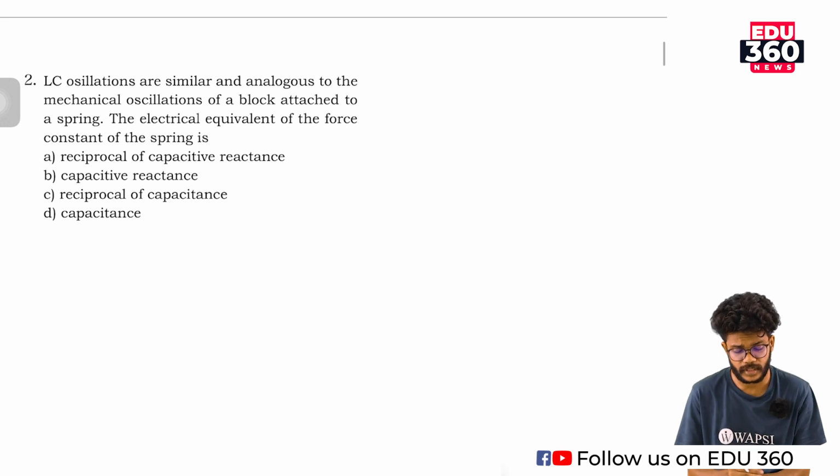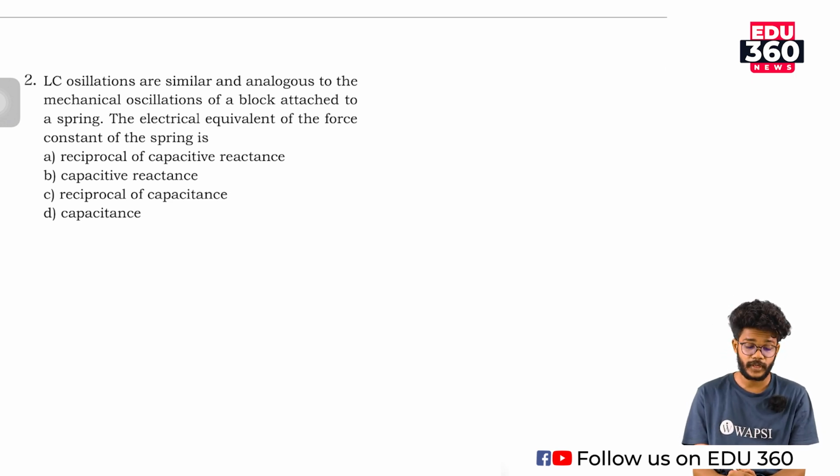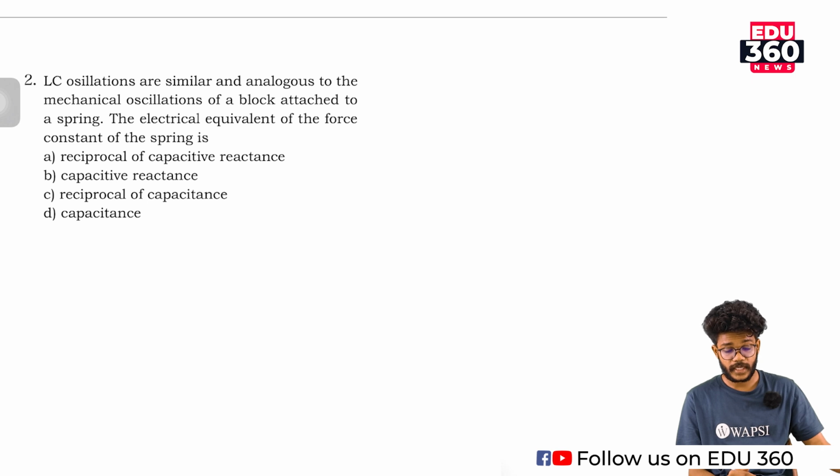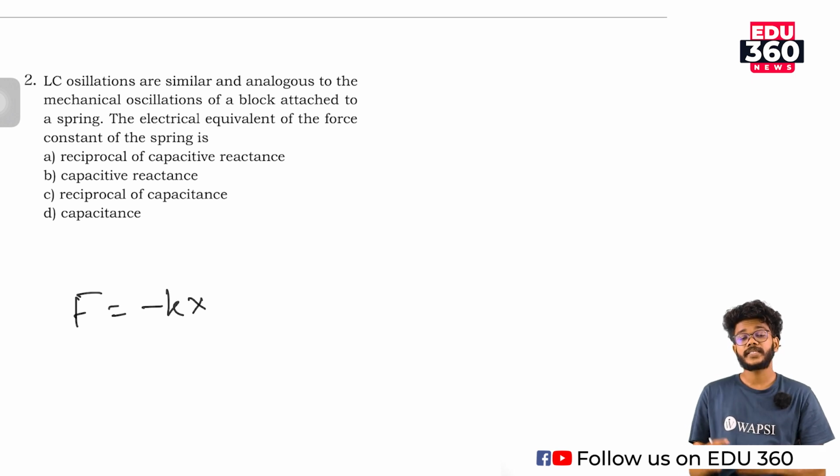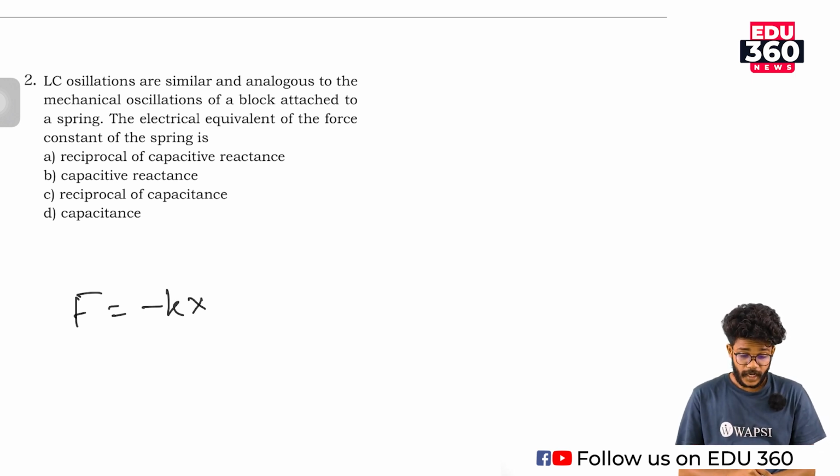Second question is, most of the cases it is conceptual, and LC oscillations are similar and analogous to the mechanical oscillation of a block attached to a spring. In a block attached to a spring, F is equal to minus Kx. It is a retarding force, and the electrical equivalent of the force constant of the spring is, so an electrical equivalent will be there for the force constant K.